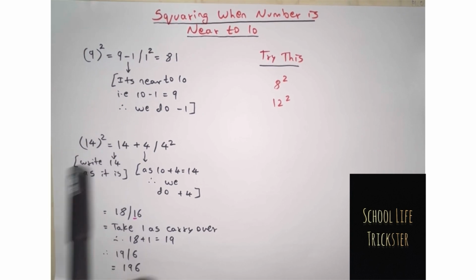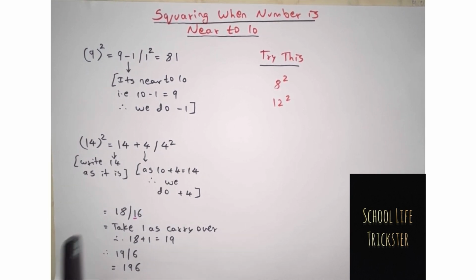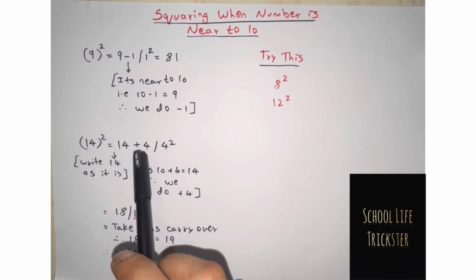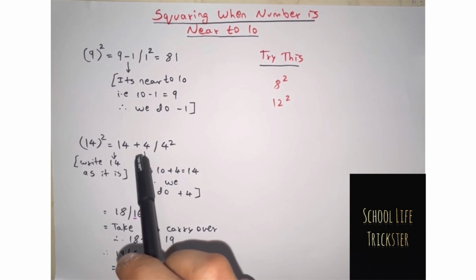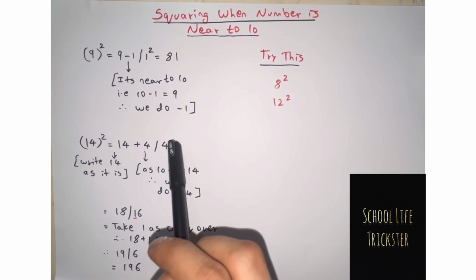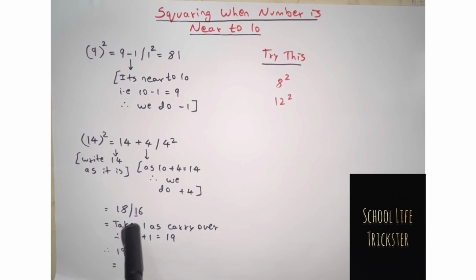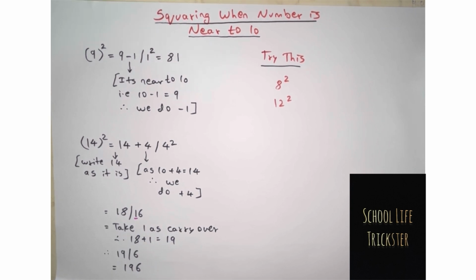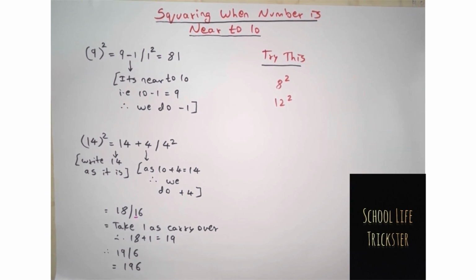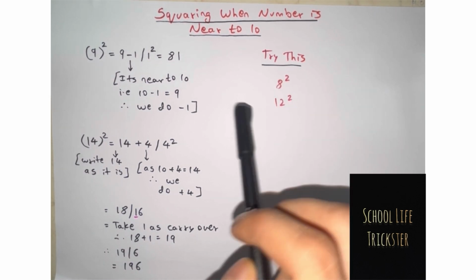Now 14 square: 14 plus 4 and 4 square. We write 14 as it is, and 10 plus 4 is 14, so we add plus 4 over here and we do the square of this 4, that is 4 square. Now 14 plus 4 is 18 and 4 square is 16. Over here 1 is there, so we take 1 as carryover, that is 18 plus 1 is 19, so we write 19 and 6, that is 196, so 14 square is 196. Now try this.